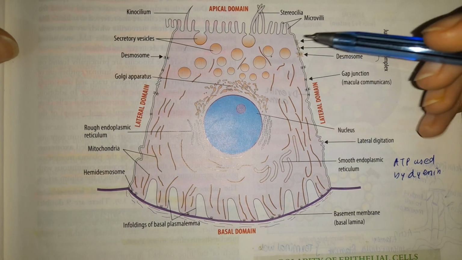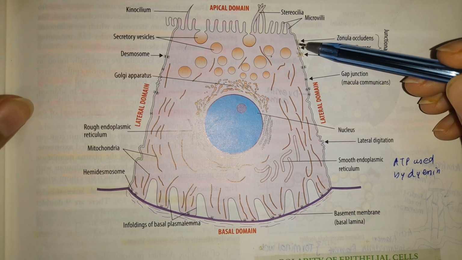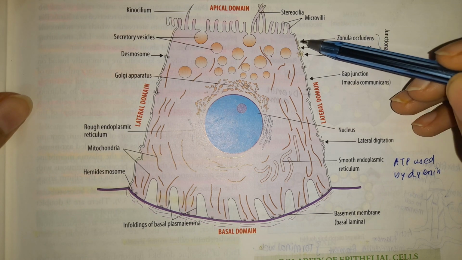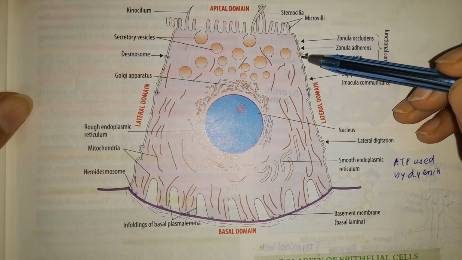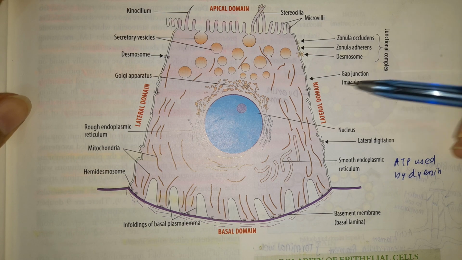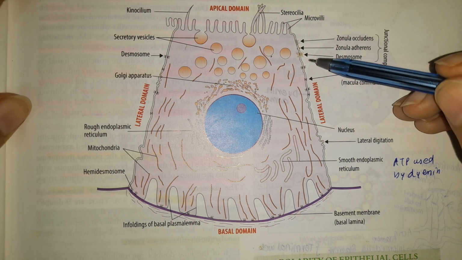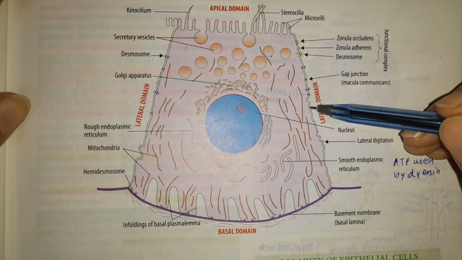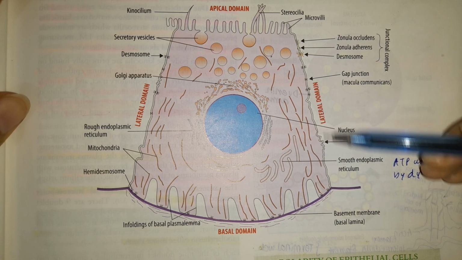In the previous video, I told you about the zonula occludens, adherens, and desmosome. That was the junctional complex. Now the gap junctions and this whole area actually make the lateral domain of a cell.